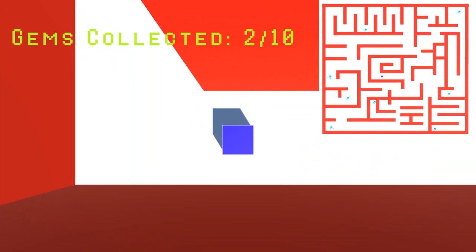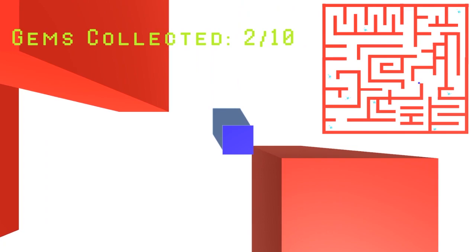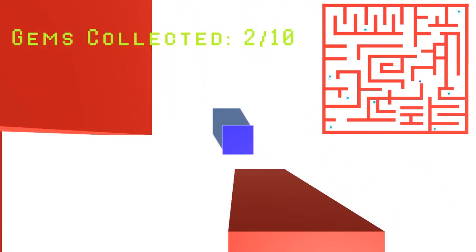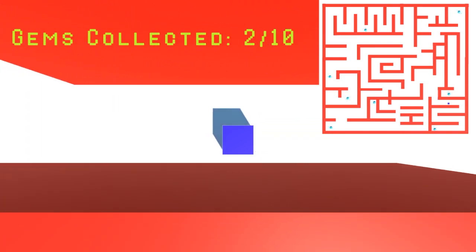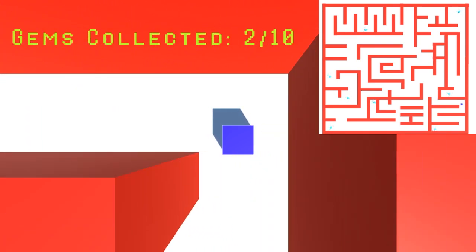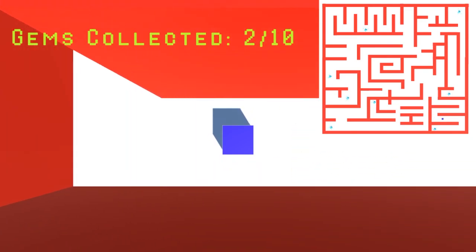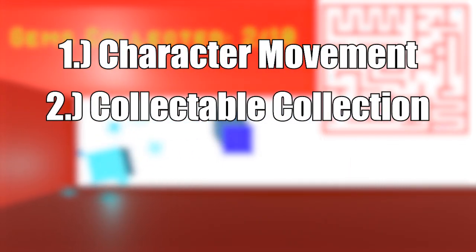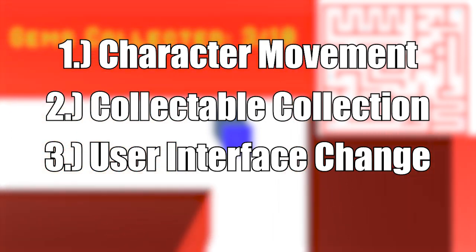This series will be a Down to Basics crash course over Unity and C#, which is aimed towards absolute beginners in programming. In the span of this series, I'll be teaching you the basics of using C# and Unity to create a simple game, shown in the background now. This series will include the following concepts: character movement, collectible collection, user interface change, and win goals.